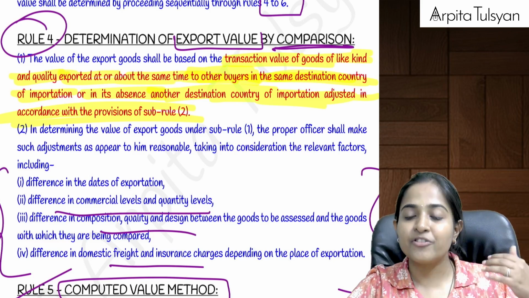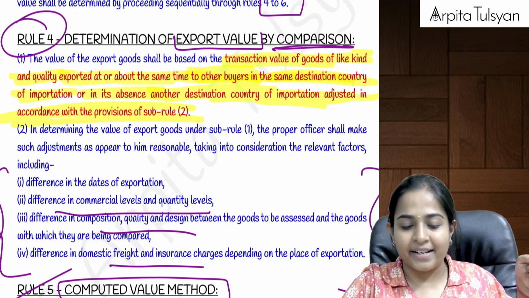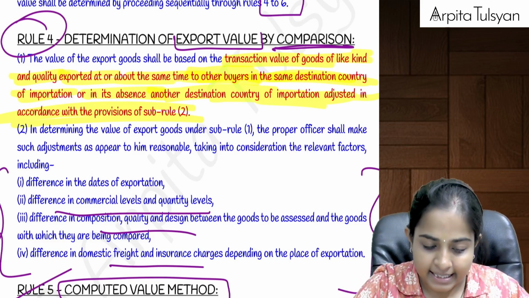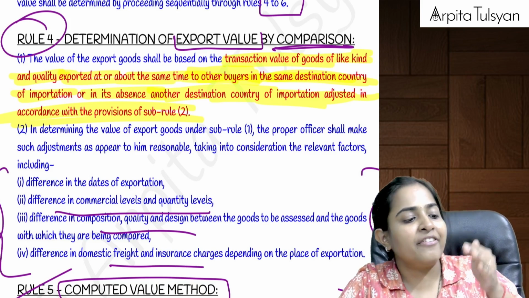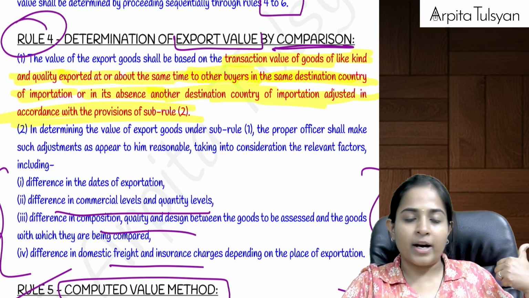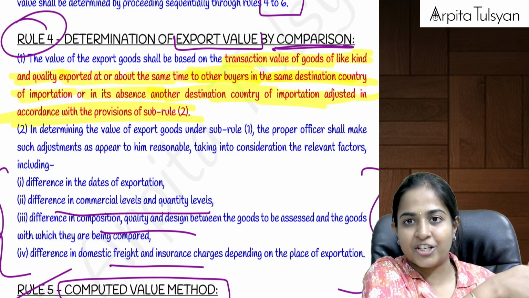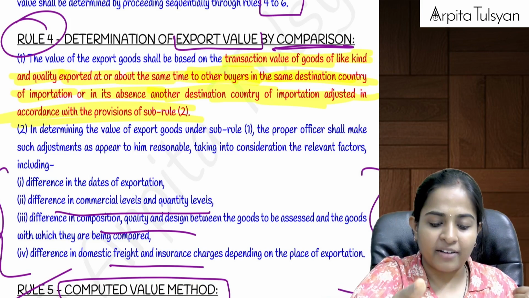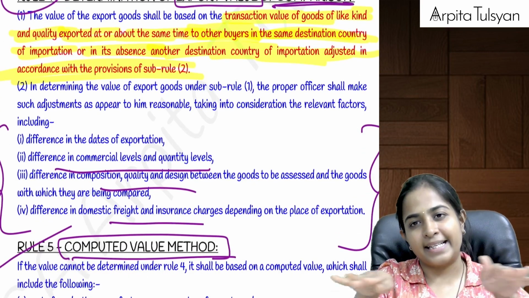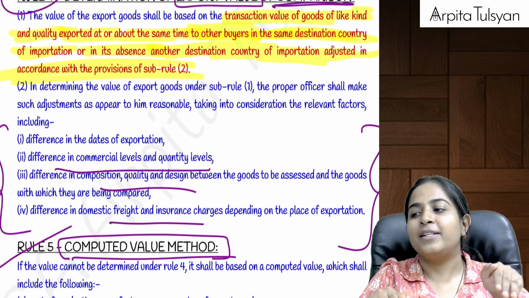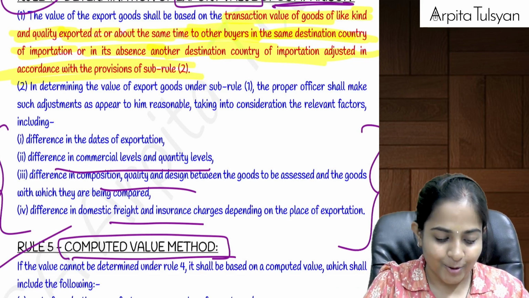Now we are talking about export, right? Which were exported at or about the same time to other buyers in the same destination country or any other destination country. So basically, now we have exported it to someone, okay, that value cannot be determined. Let's say if this has been exported to some other buyers, either in that same destination country or in some other country, then at whatever price it was exported, that will be considered as your transaction value. But yes, definitely, please do the adjustments. Okay, please do the adjustment for freight cost, for quantity, for quality and all those things, right?